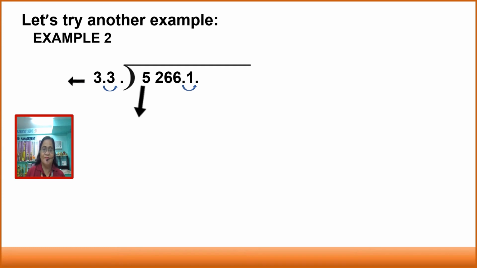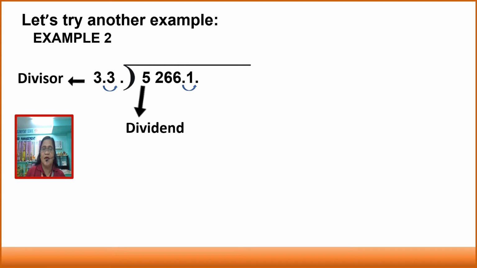Want some more? I have here 5,266 and 1/10 divided by 3 and 3/10. As you can see, we have a decimal number in the divisor and also in the dividend. 3 and 3/10 as a divisor and 5,266 and 1/10 as the dividend.